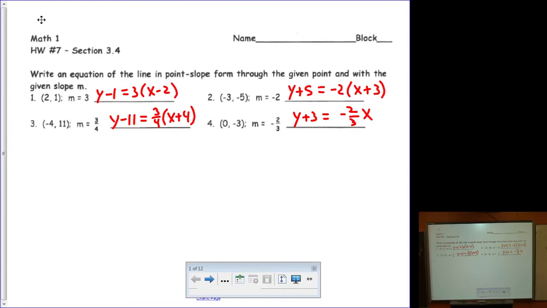Right. Here are the answers to homework number 7. I'm going to scroll through them, then we'll talk about them.